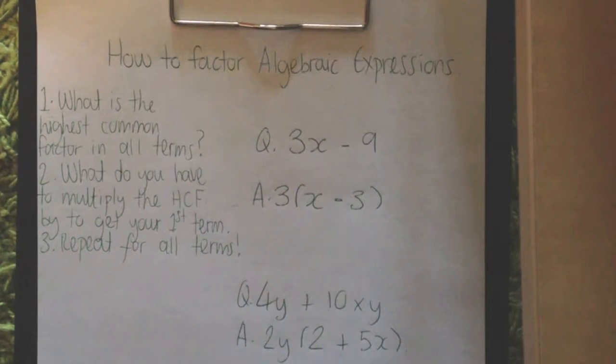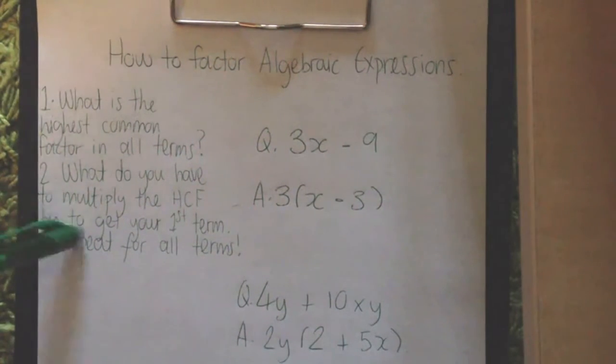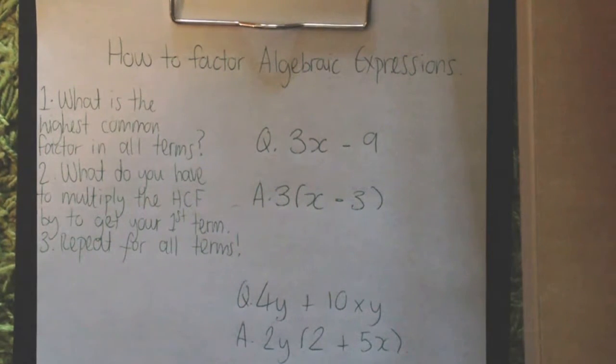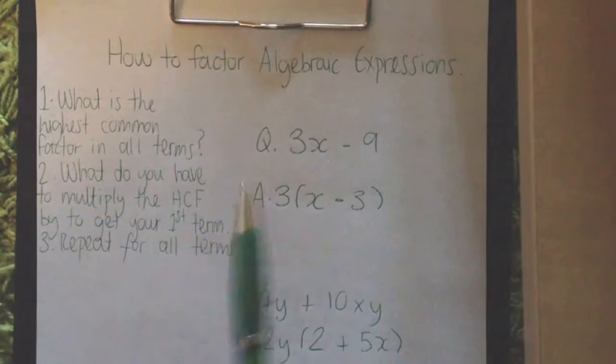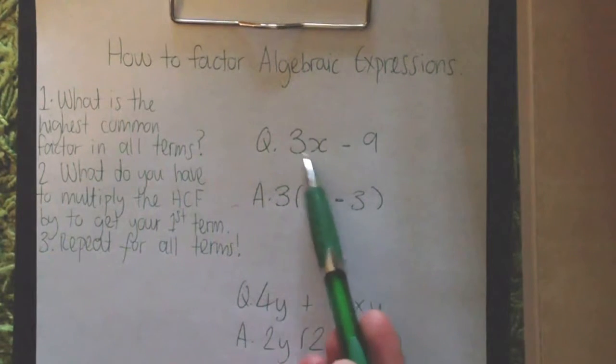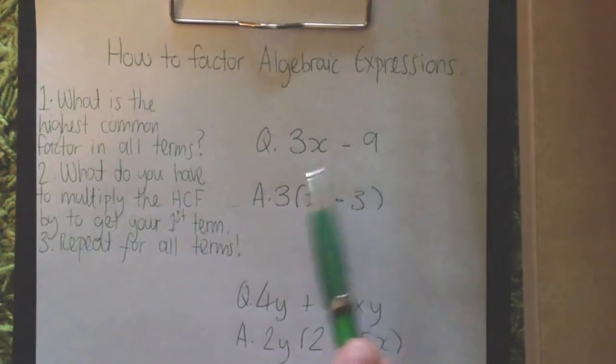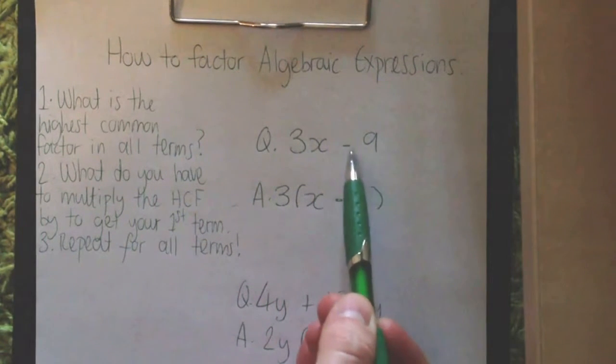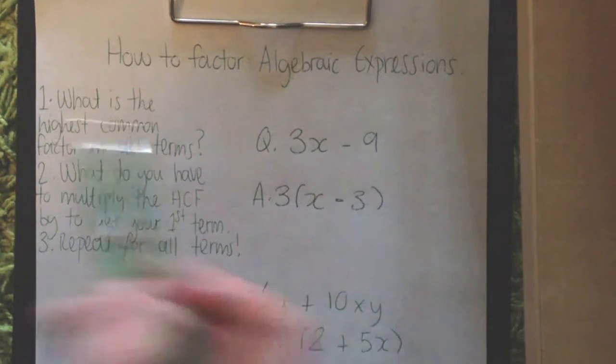In this video I'm going to explain how to factor algebraic expressions. We've got 3 steps and 2 questions that I've already answered and I'm going to explain. First step is, what is the highest common factor in all terms? By terms I mean, in our first question we've got 3x minus 9. So the first term is 3x and term 2 is negative 9, or minus 9.